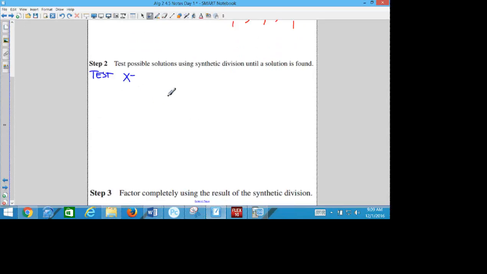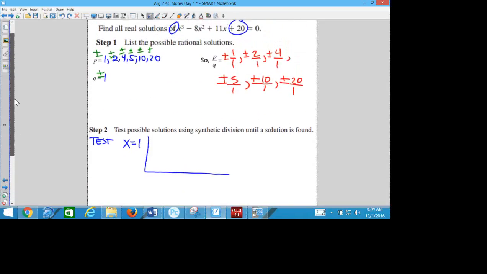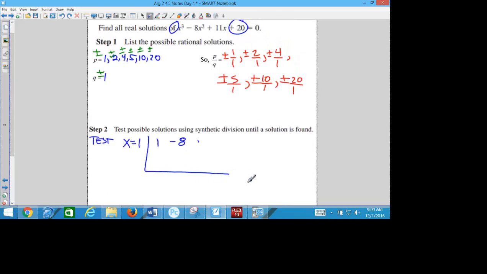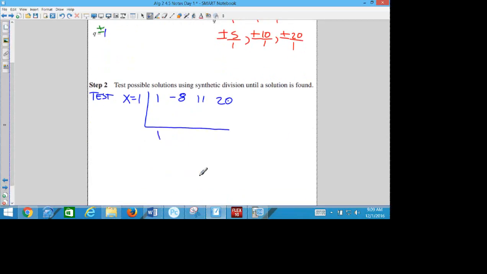Let's test if x equals 1. We're going to test that by dividing it using synthetic division. We're going to see if x equals 1 is actually a solution. So we know synthetic division: 1, -8, 11, 20. Bring down the 1, multiply, add, multiply, add, multiply, add. Is 1 a solution? Nope.